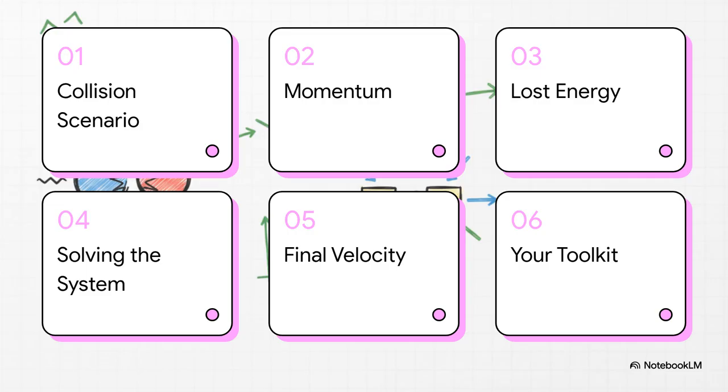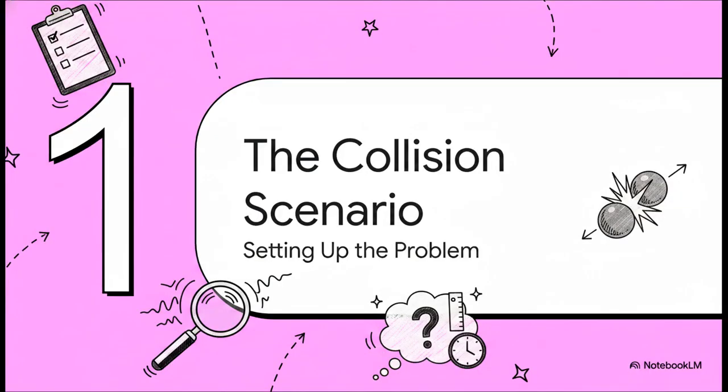First, we'll get the lay of the land, what's actually happening in the collision. Then we'll bring in the two heavy hitters of physics, conservation of momentum and energy. After that, it's just a little bit of algebra to get our answer, and then, the most important part, we'll figure out what that answer actually means. Let's do it. Okay, first things first.